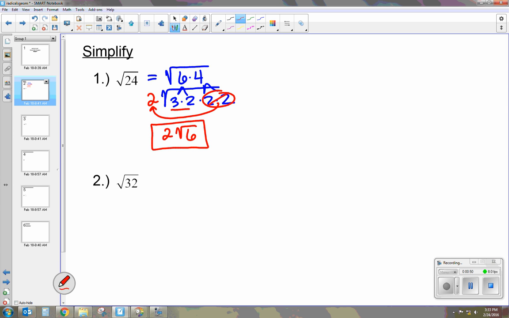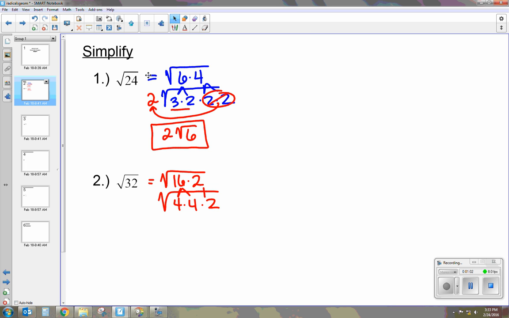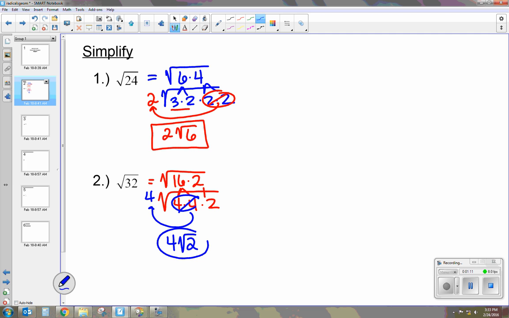Okay. Next one, the square root of 32. We can make that 16 times 2. We can factor the 16 as 4 times 4 and bring down the 2. I have doubles of 4, so I bring that to the outside, and I have 4 square roots of 2.